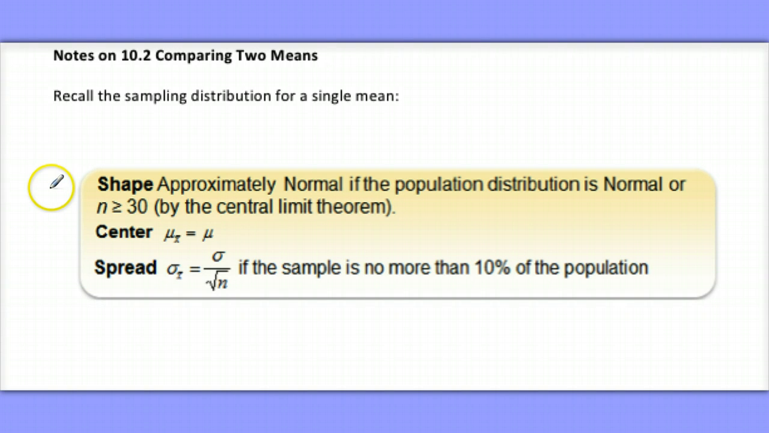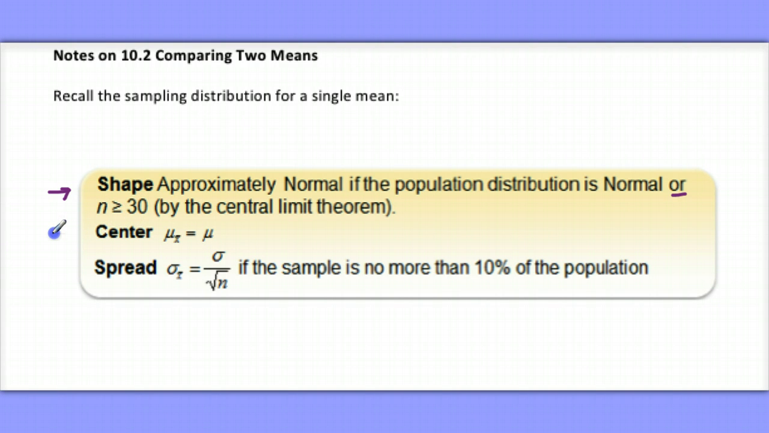Remember that the shape for the sampling distribution for a single mean is approximately normal if either the original distribution is normal or we have a large enough sample size, meaning 30 or more. That was the central limit theorem. We learned about that back in chapter 7.